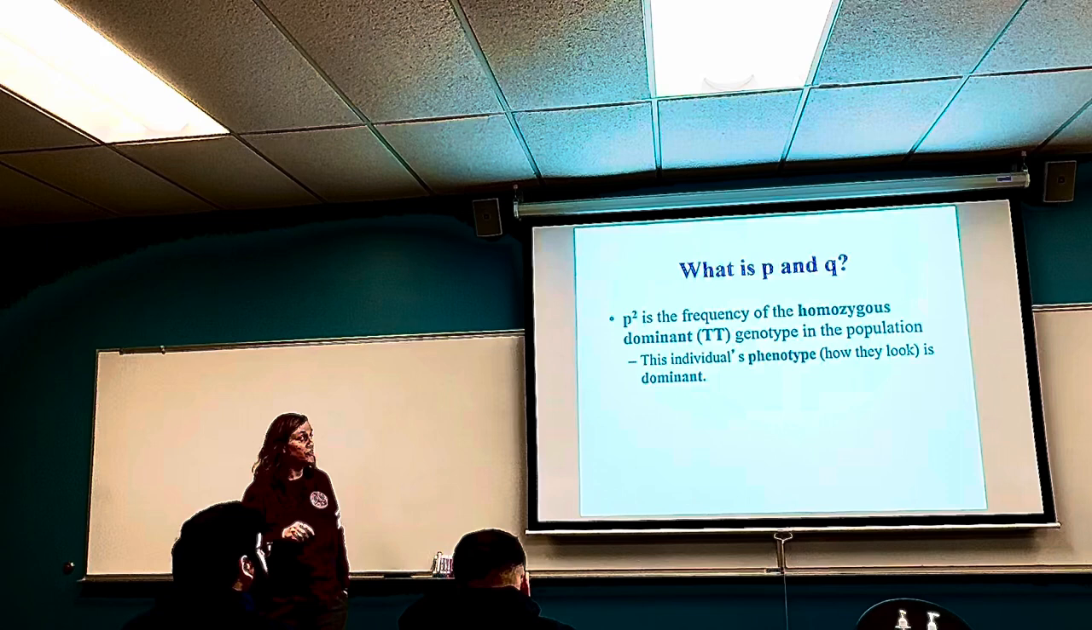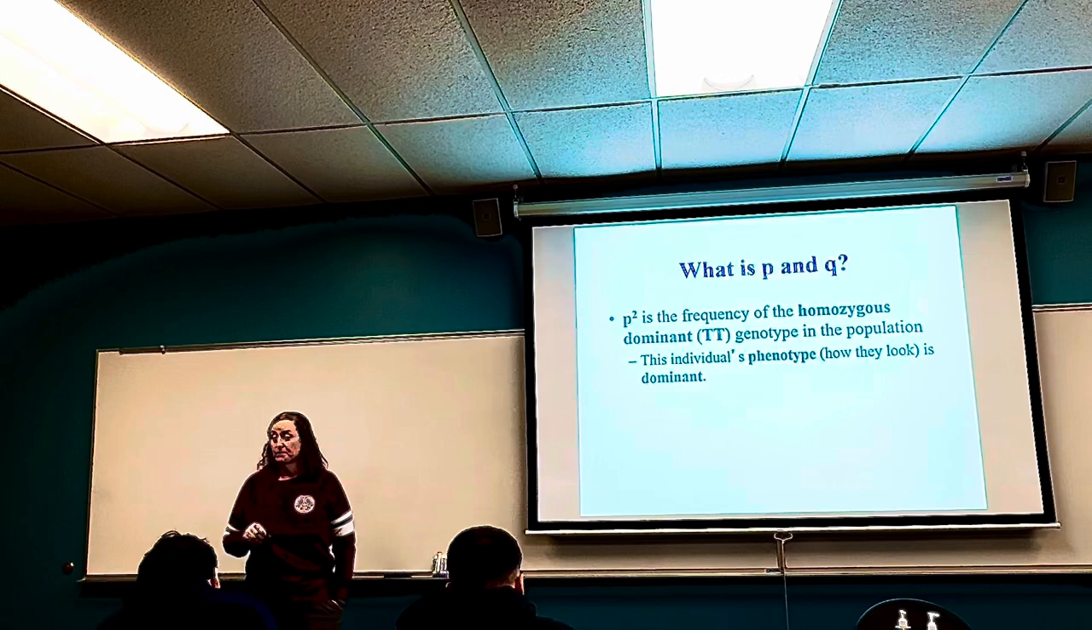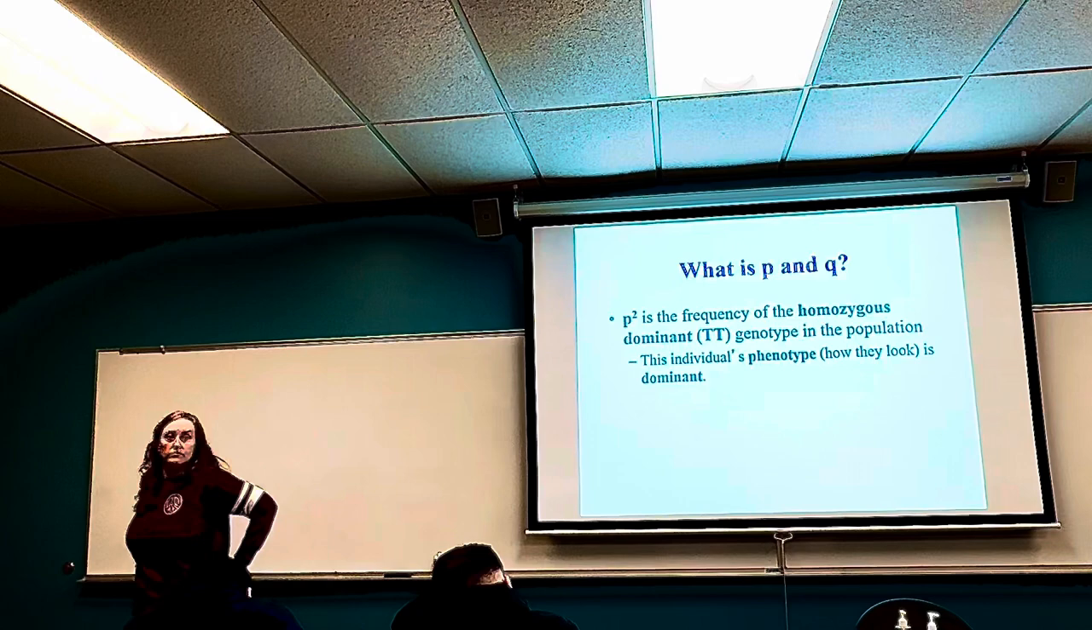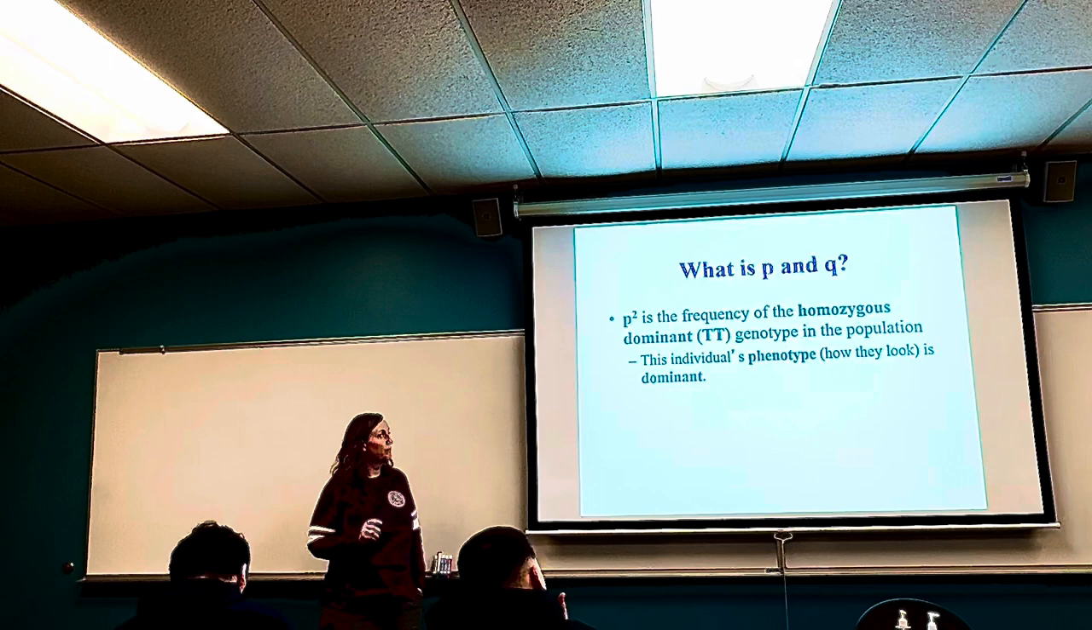Individuals who show homozygous dominant, or big T, the phenotype that they show, the physical expression of the genotype, is going to be the dominant trait. If we're talking about this as height, they're going to be tall. All right, so that's p squared.